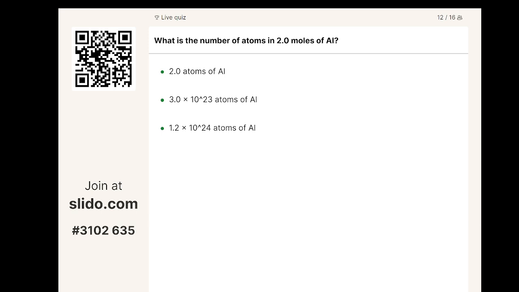Okay, so what are we doing here? 2 times what? 6.02 times 10 to the 23rd, exactly. We can actually just take the 2 times 6, right? In which case that would be 12. Then that would be times 10 to the 23rd. And so that would be 1.2 times 10 to the 24th.